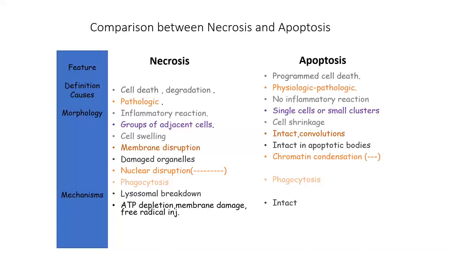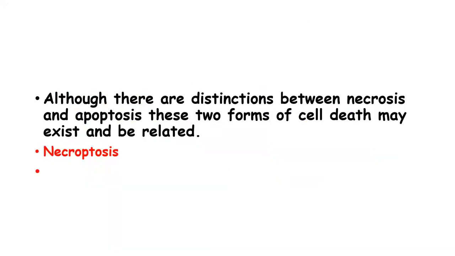The mechanism of necrosis includes lysosomal breakdown, while there are intact lysosomes in apoptosis. Mechanism of necrosis includes ATP depletion, membrane damage, free radical injury. In apoptosis, we have hormones and enzymes such as FAS, BCL2, P53, and it needs a lot of energy.